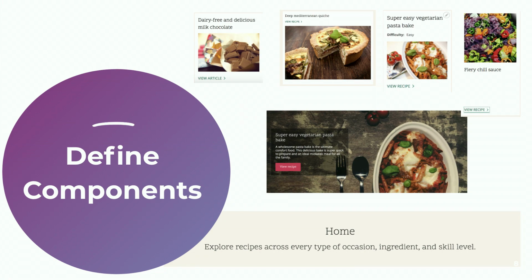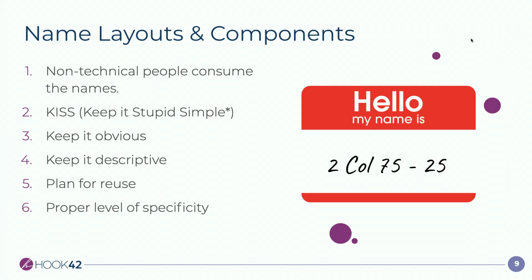Yeah, and then you document them, and you also want to name your layouts and components, and understand that non-technical people need to consume the names in the life cycle of your site. So I'm going to keep it stupid simple, or people call it keep it simply stupid. But use the KISS principle. Simplicity is clear and obvious and descriptive.